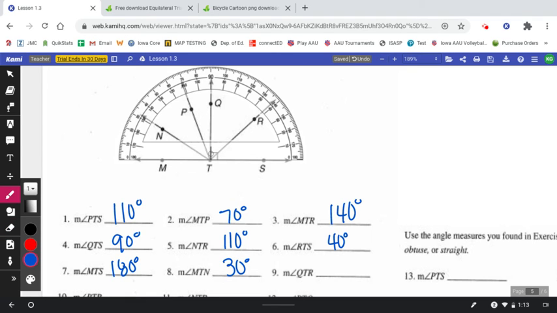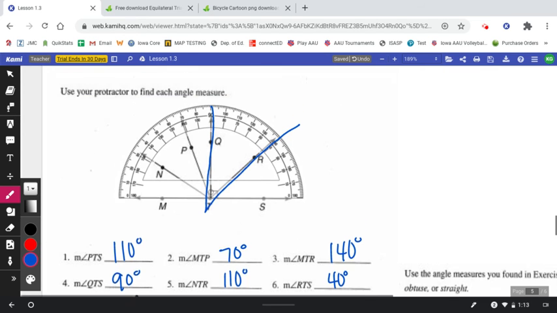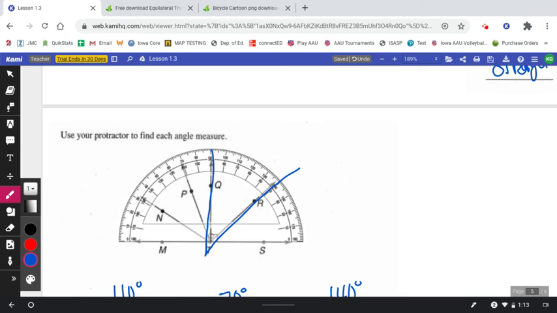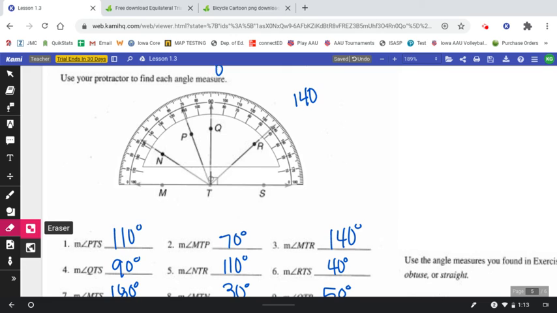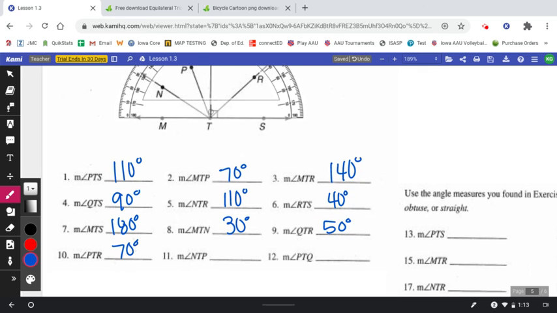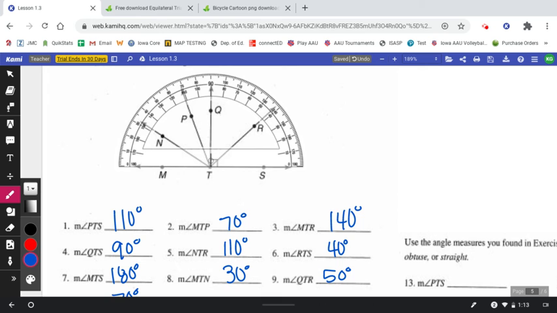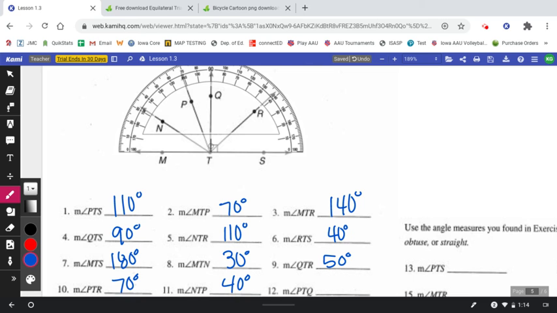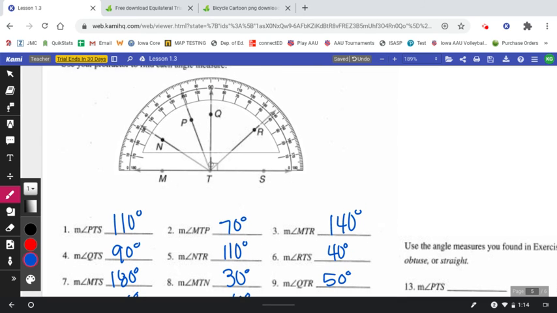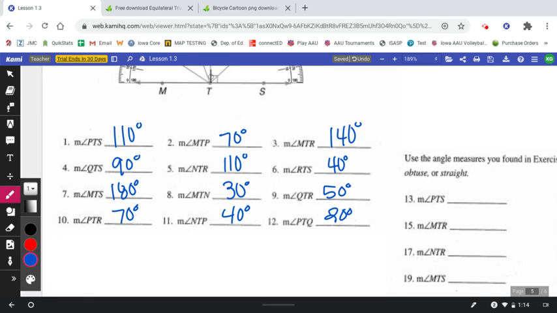QTR. So again, in QTR, I know that this one is at 90, and this next one is at 140, and when I subtract those, I get 50. The next one is PTR, which P is at 70 and R is at 140. And so when I subtract those, I get 70. The next one is NTP. N is at 30, P is at 70, so that is a 40. And the last one is PTQ, which Q is at 90 and P is at 70, and so that one is 20.